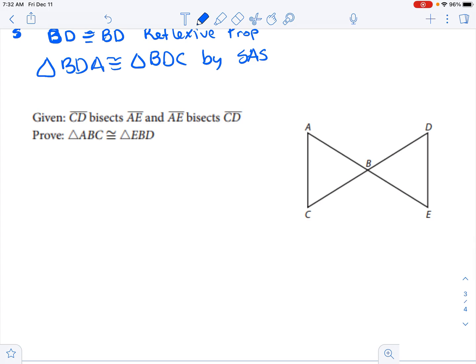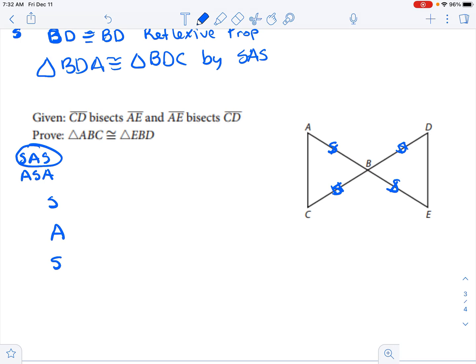So then we come through here, CD, this line bisects AE. So AE is split into two equal parts. AE bisects CD. So then we know that these are congruent. So if I look at it, I have a side and I have a side. So I have two sides. So I know right now I have side angle side or angle side angle. Those are my only two options. I know that I have two sides, so I'm thinking side, angle, side.